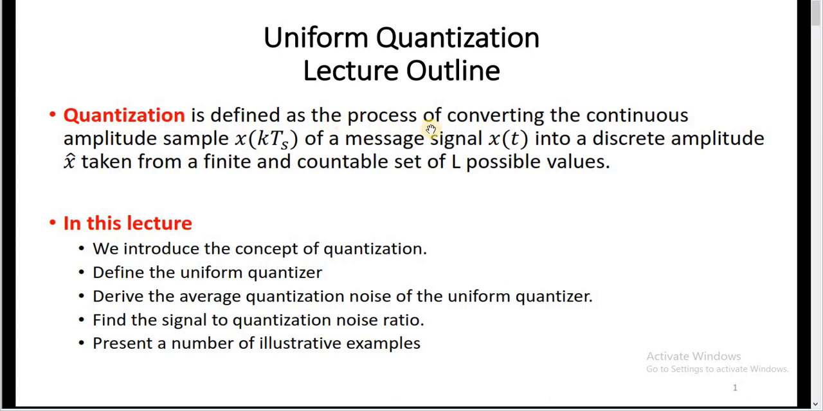Quantization is defined as the process of converting the continuous amplitude sample x(kTs) of a message signal x(t) into a discrete amplitude x cap taken from a finite and countable set of L possible values. In this lecture, we introduce the concept of quantization, define the uniform quantizer, derive the average quantization noise of the uniform quantizer, find the signal to quantization noise ratio, and present a number of illustrative examples.